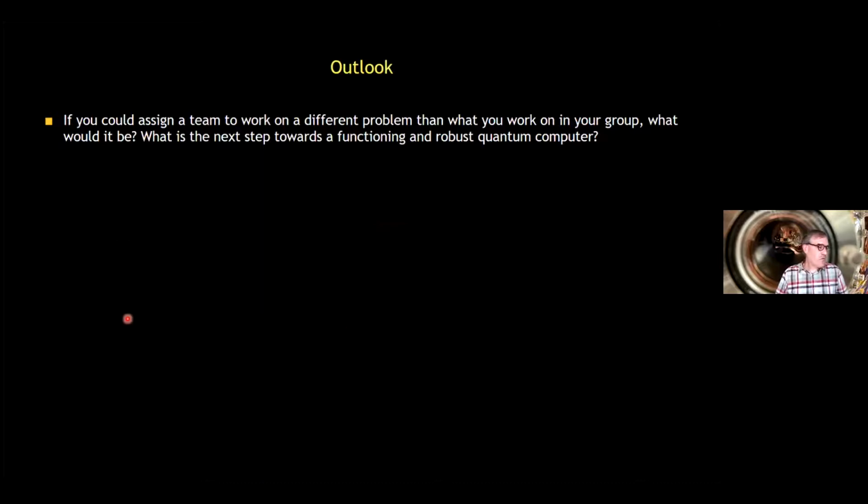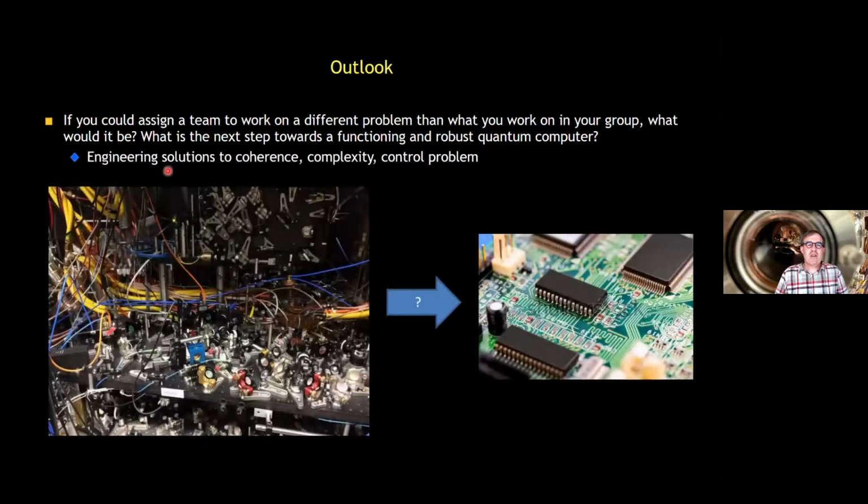Okay, so I'm running quickly out of time, but I do want to spend time on this outlook. I was asked, if I was to assign somebody to work on something important, what would it be? For me, first and foremost, I would like people to solve my engineering problems. This is what my cold atom experiment looks like. And this is what a functional device looks like.